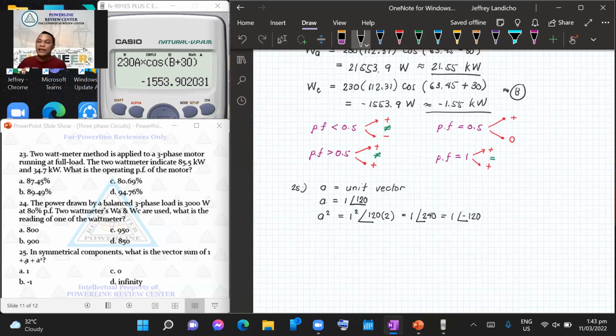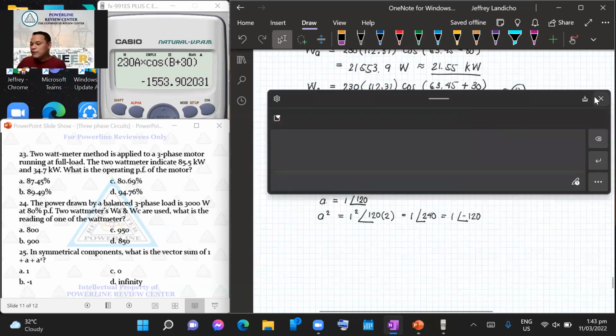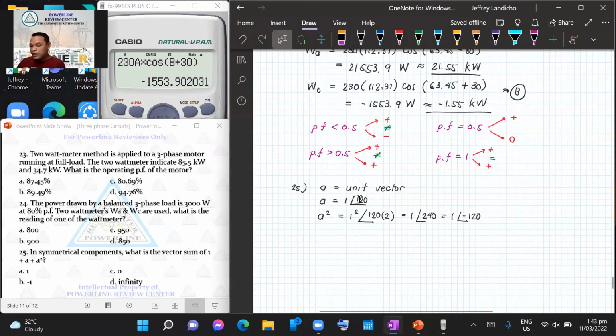So usually, ginagamit natin ito sa mga balance, no? Kaya nga symmetrical. Pag sinabi symmetrical, balance. Okay? Para ma-express na lang natin ang value in terms of A. Kasi si A, unit vector, ang magnitude is only 1. Tapos yung angle, ang importante sa kanya, yung kanyang angle. 120 and negative 120. Ano yung nahanap kay number 25?